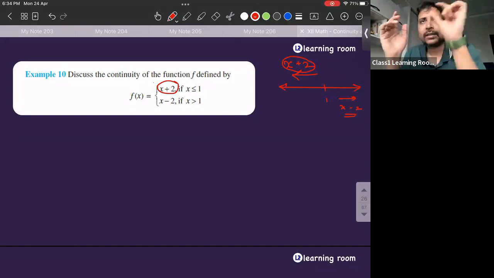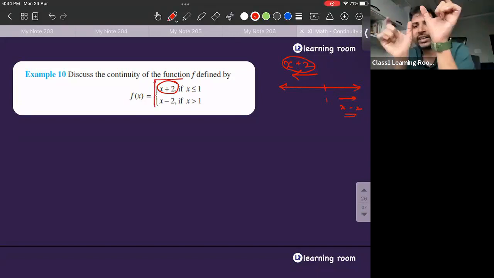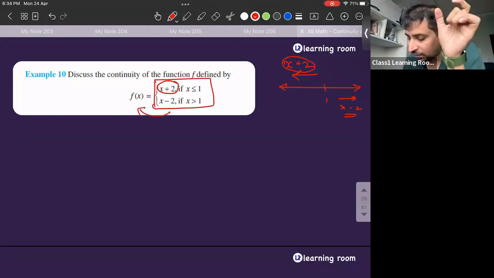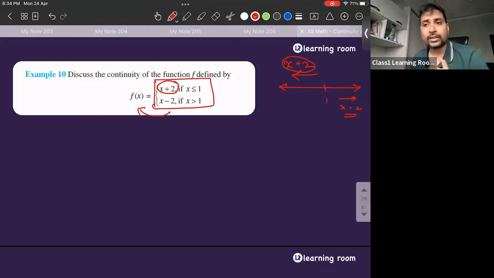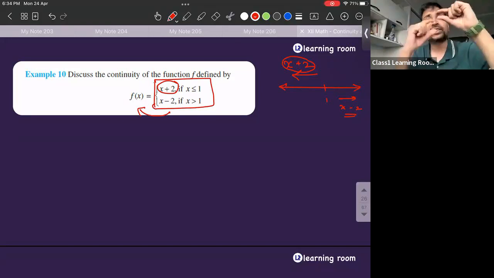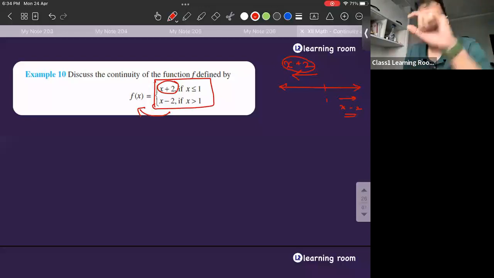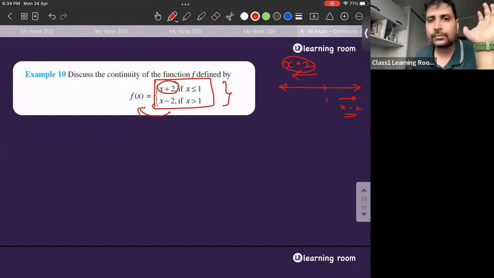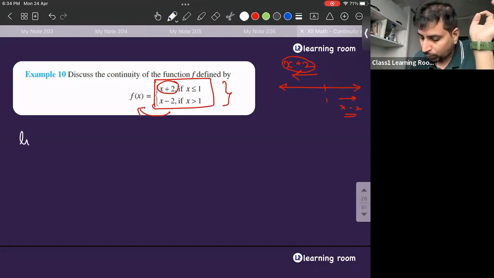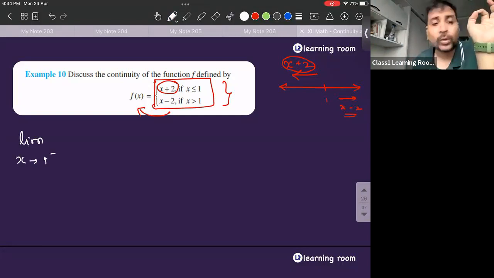Now x plus 2 and x minus 2 put together is what this total function is. We are not asked to check the continuity of x plus 2 and x minus 2 separately. We need to check as a combination. So when can the combined effect be continuous? Provided these two functions are continuous at 1. For that, I need to find the left limit and the right limit. Limit x tends to 1 minus.